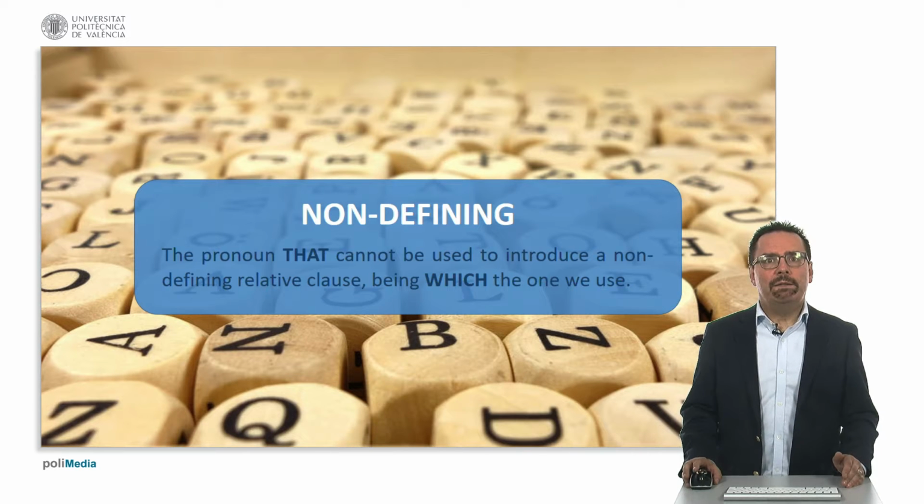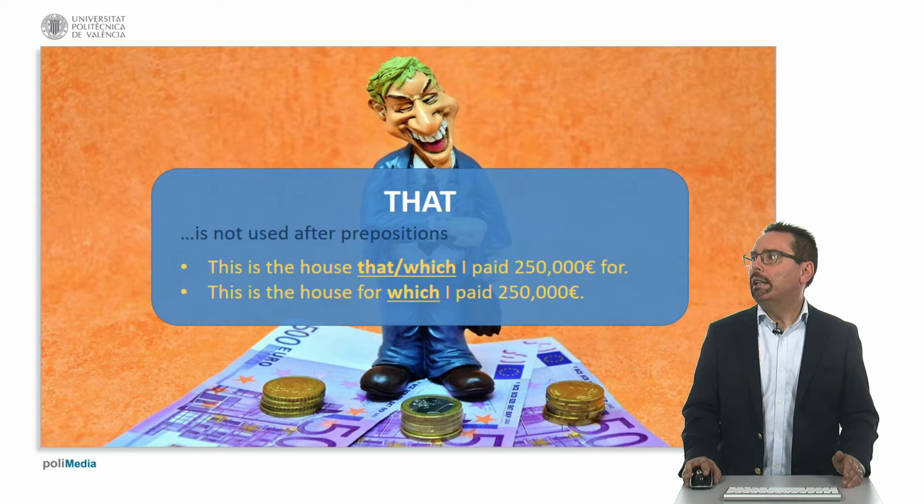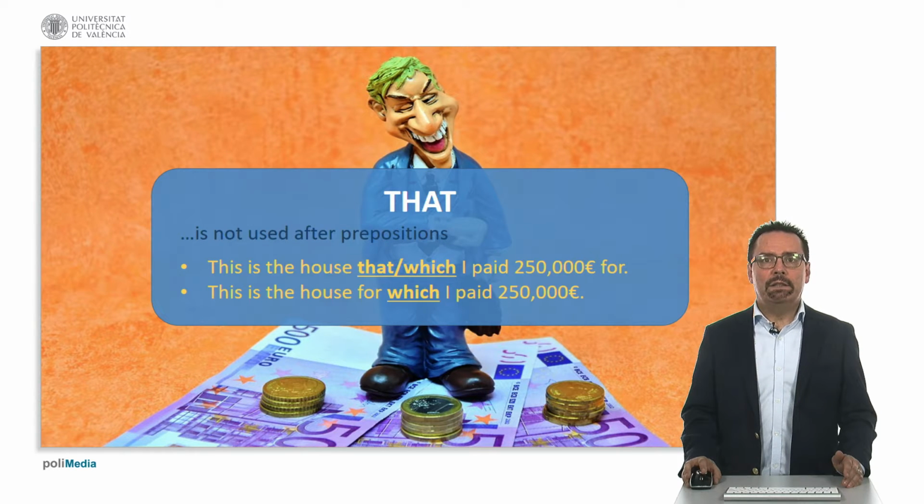In non-defining relative clauses, the pronoun that cannot be used to introduce a non-defining relative clause, never. So in this case we use which. Now we're going to have a look at some other possibilities for linking ideas with relative clauses: that, whom, whose, when, where, whereby, why, what, who, whatever, whichever, whoever. That is not used after a preposition. We have to take this rule into account.